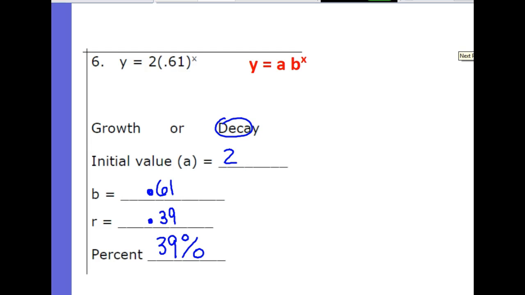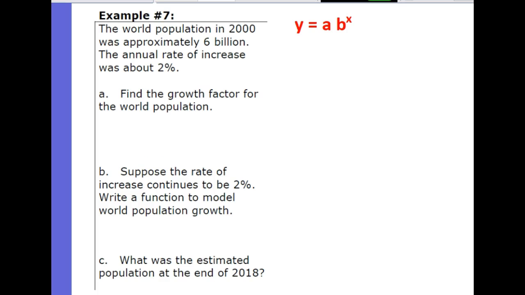Next, this one is a decay. The number out in front is 2. This is 0.61 for the B. Where did that number come from? 0.61 subtract 1, but that's a negative number, so we just take the absolute value of that, 0.39. These two numbers on a decay will add up to equal 1 whole. And that is 39%. So, let's see how to apply this to a real world type problem.